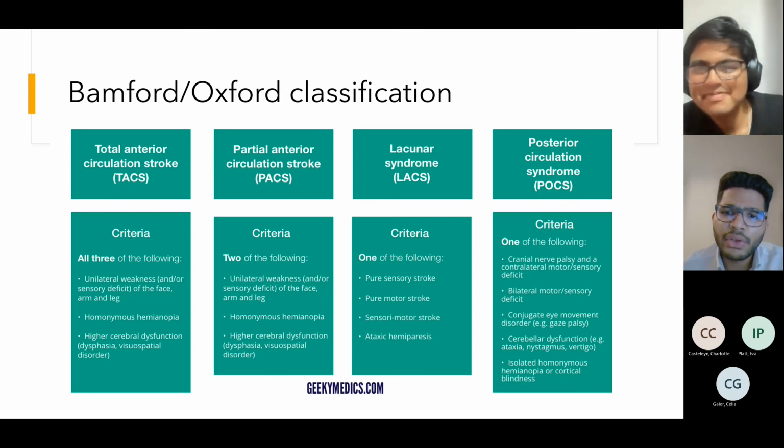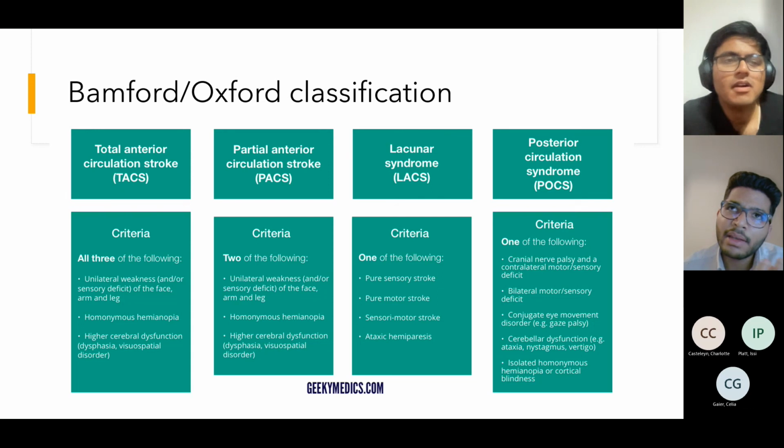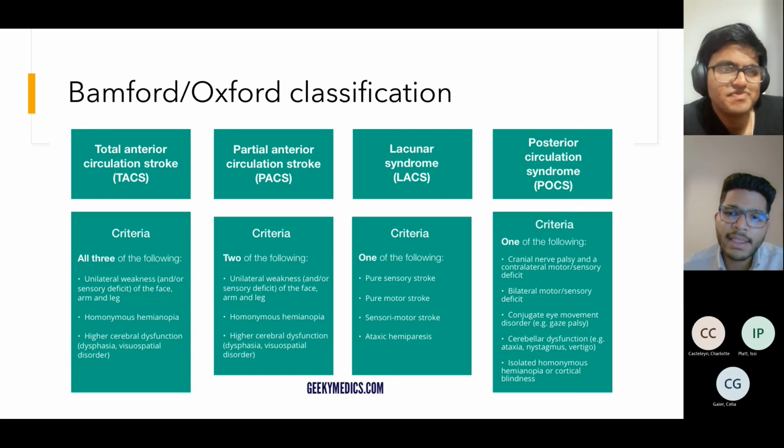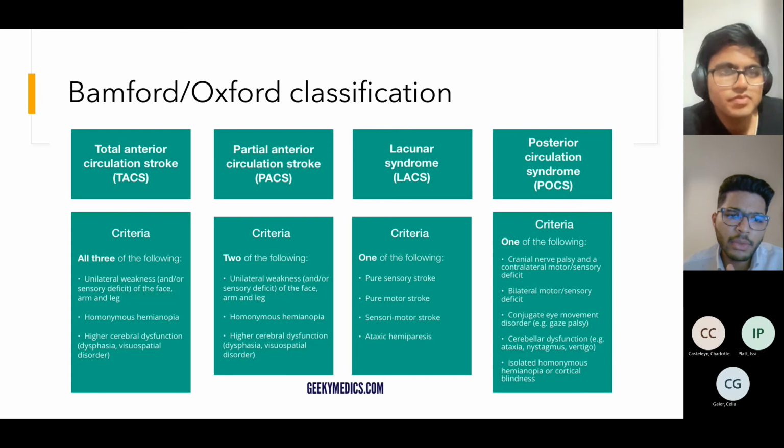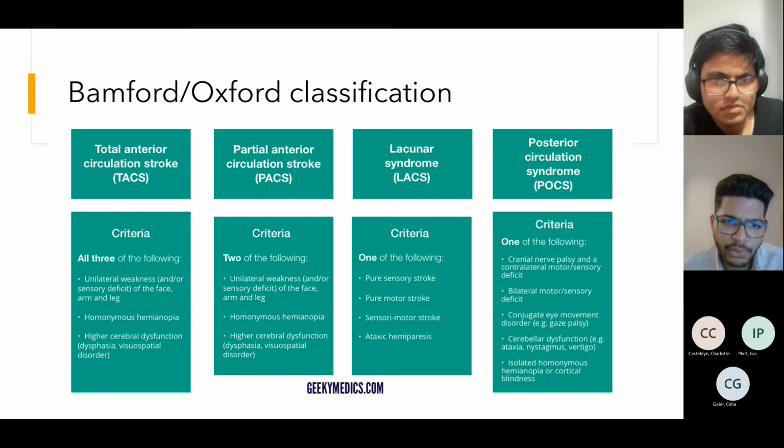But I don't know whether it's the most useful thing because aside from knowing anterior versus posterior circulation, so ACA and MCA versus PCA and brainstem, it doesn't do much in terms of changing your management, but you do need to know this for your exams. So you've got your total anterior, your partial anterior, your lacunar and posterior strokes.